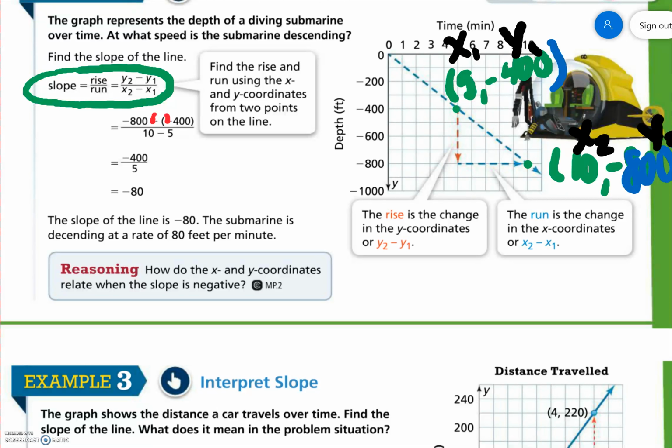That makes sense. Also, take note, in all the graphs that we've seen so far, the line is going from the origin up. This line is going from the origin down. That's why the slope is negative.